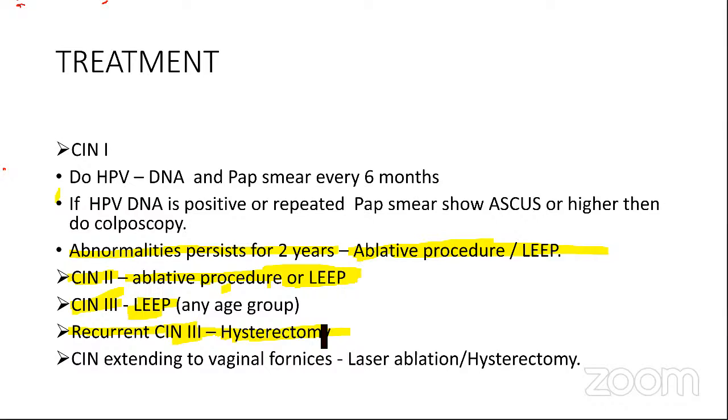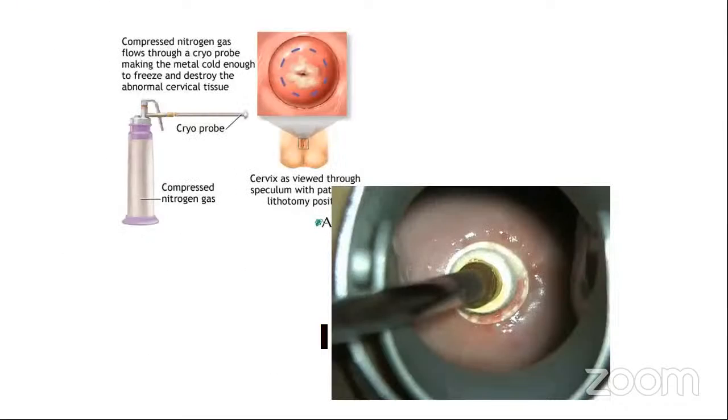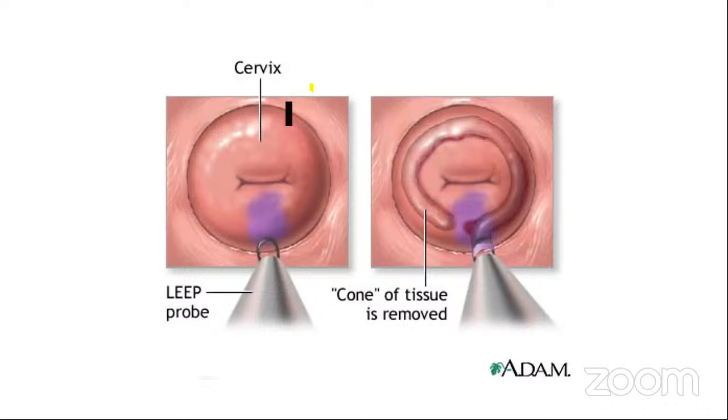Okay. So what do these ablative procedures mean and what does LEAP mean? In ablative procedures, you have cryotherapy and you have laser ablation. So this is a cryotherapy probe. This is a cylinder which will have the compressed nitrogen gas, and this is a cryo probe by which you're going to release the compressed nitrogen gas or compressed carbon dioxide, and that will cause crystallization of this cervix. It will burn the cervix.